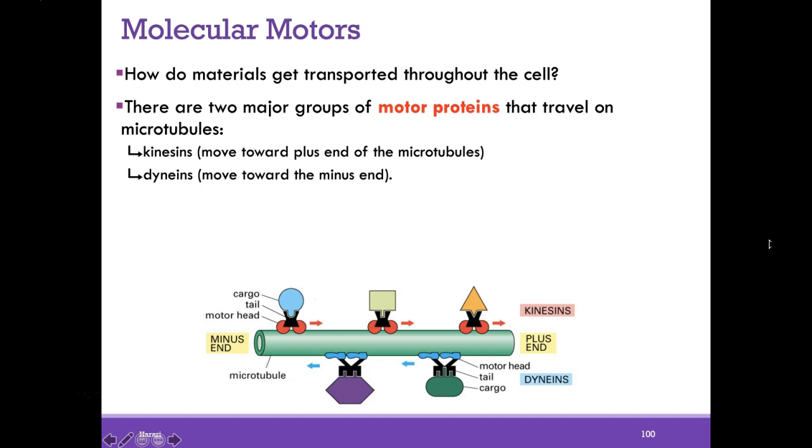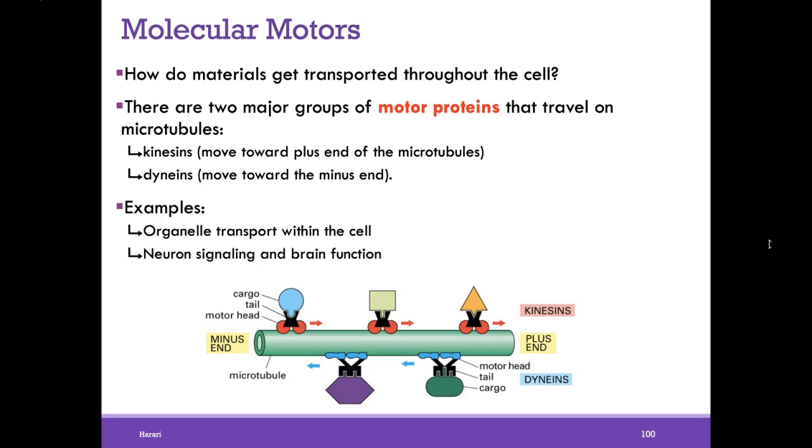But remember, kinesin can only move in one direction, can only go toward the plus end, right? Dynein can only go toward the minus end. And remember, the microtubules are not permanent structures. They are very, very dynamic. So this is how organelles get transported within the cell. This is how neurons signal and the brain functions, right? Neurotransmitters have to be released at the end of a cell. So vesicles of neurotransmitters can be carried along by kinesins on microtubules. So then the vesicle can fuse with the plasma membrane and be secreted from the cell.